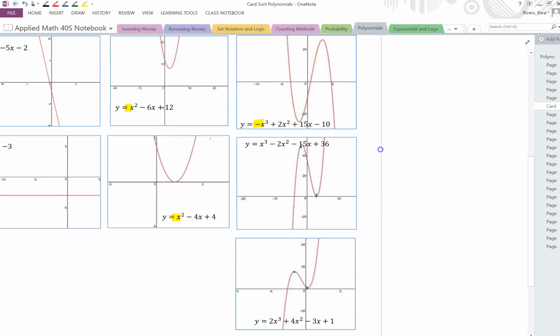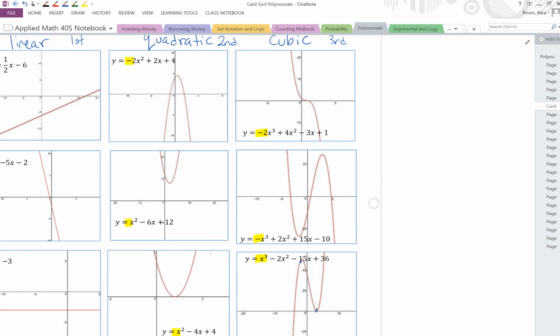If the leading coefficient is positive, then it's going to rise to the right. And that also means you're going to have a minimum in that part of the graph. Because if it's rising to the right, it's coming away from a minimum. If it's falling to the right, then it's coming away from a maximum.